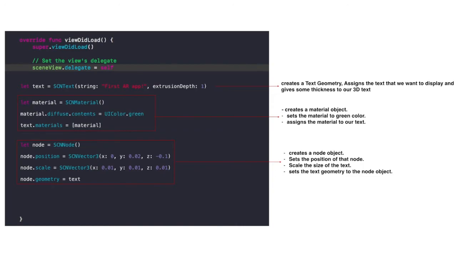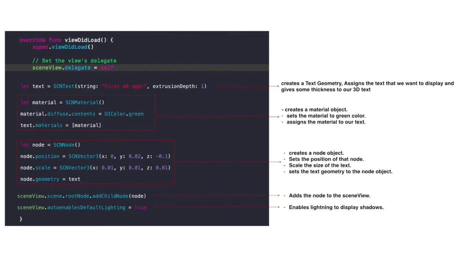The last step is to place our 3D text in the live camera feed, that is, assign the 3D text as a child node of the scene view. It can be achieved through this line of code: sceneView.scene.rootNode.addChildNode. Now to make it more realistic, we can assign shadows to our text. It can be done through this last line, that is, sceneView.autoenablesDefaultLighting is equal to true.